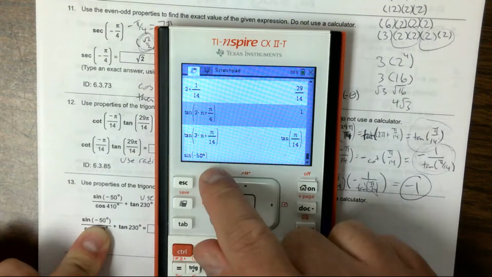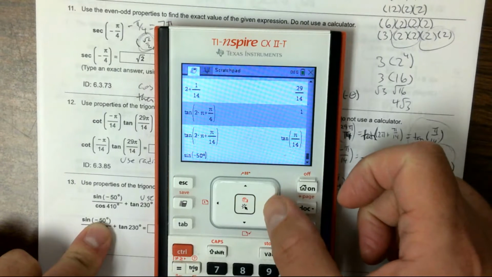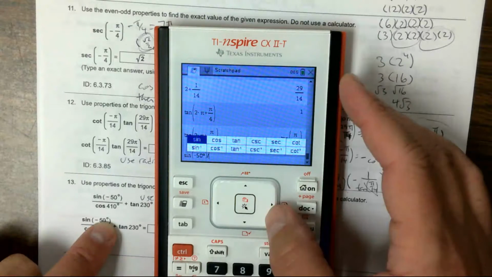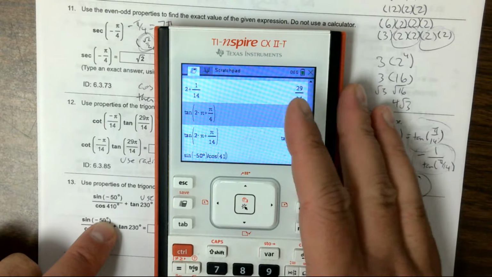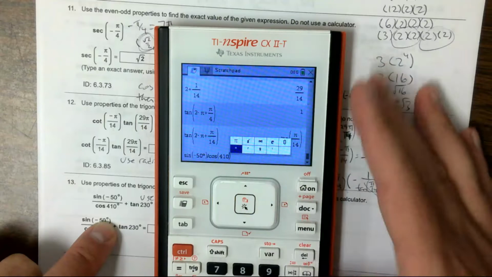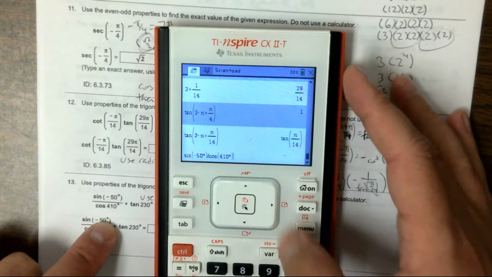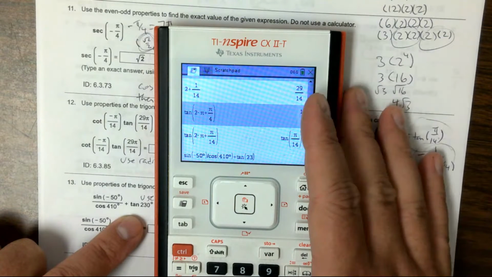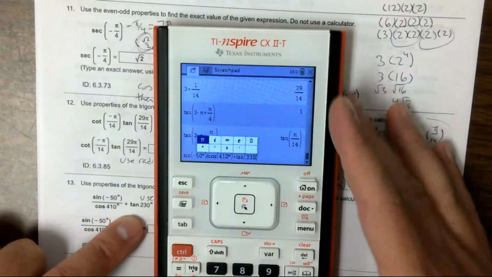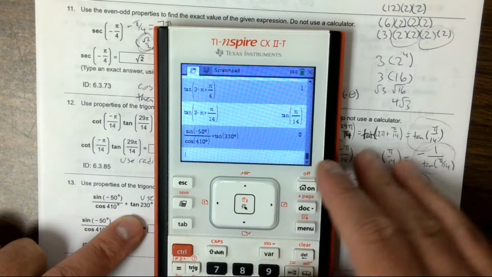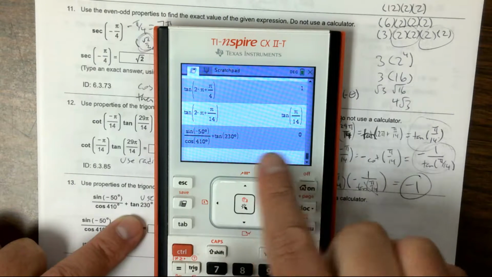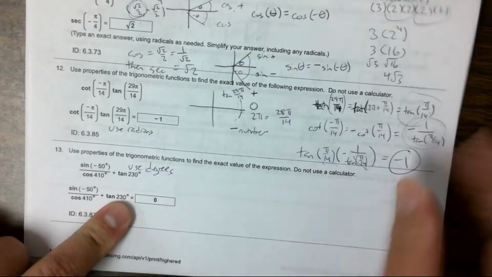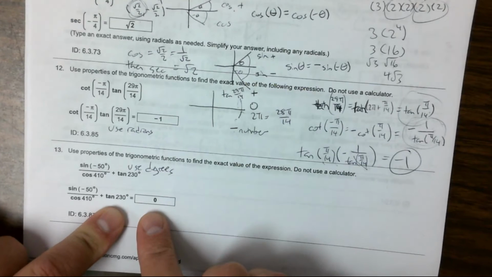So sine negative 50 degrees, then go to the right, and then you're dividing by cosine of 410 degrees, and you're adding tan 230 degrees. So when you do all that, you get 0. So if you do that on the calculator, you get your answer.